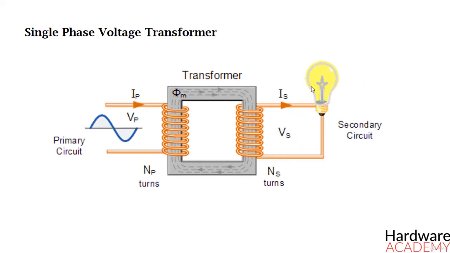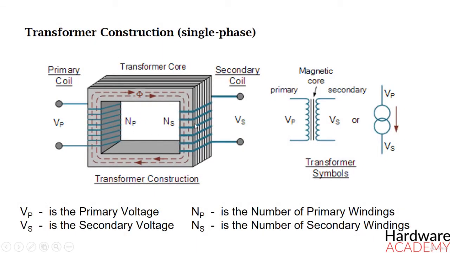Now let's talk about transformer construction. Notice that the two coil windings are not electrically connected but are only linked magnetically. A single phase transformer can operate to either increase or decrease the voltage applied to the primary winding. When a transformer is used to increase the voltage on its secondary winding with respect to the primary, it is called a step-up transformer. When it is used to decrease the voltage on the secondary winding with respect to the primary, it is called a step-down transformer.